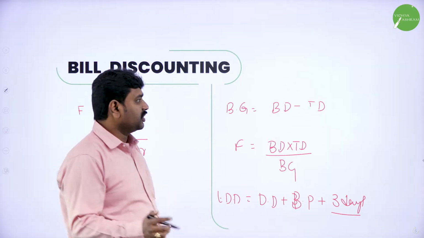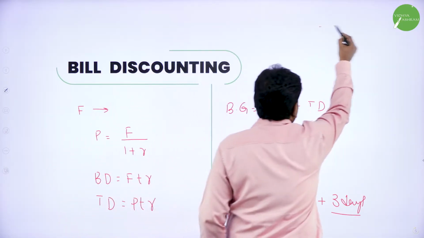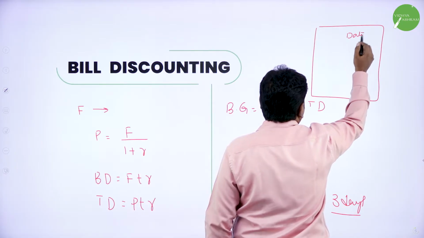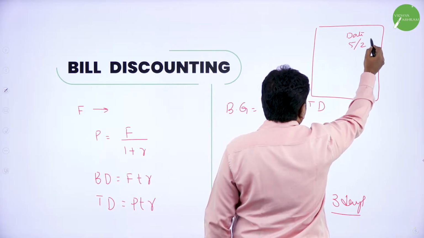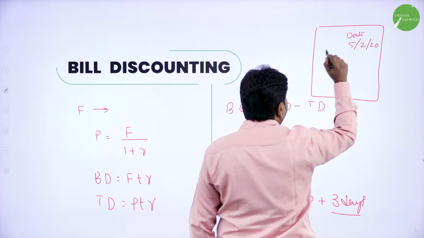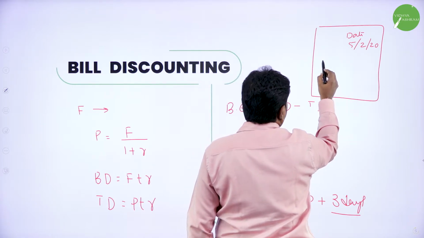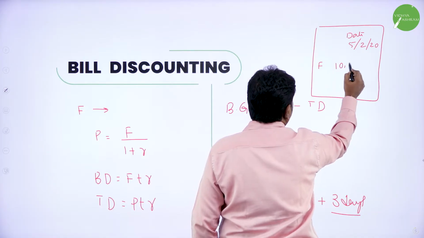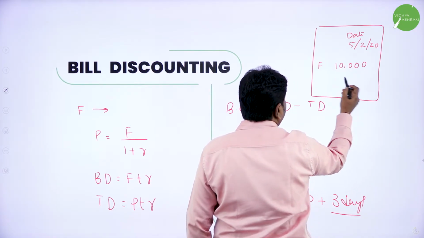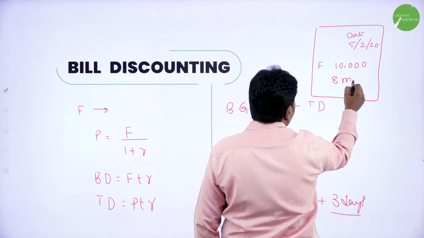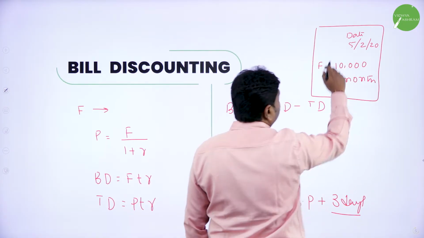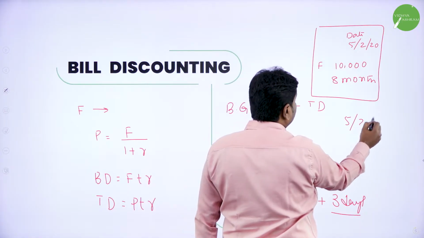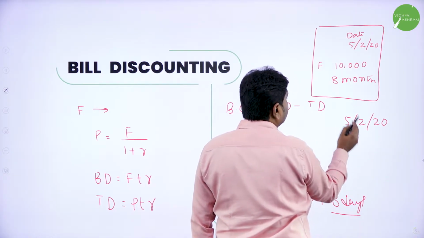And the story is simple. Suppose I take a bill, it is drawn on a particular date, that date they'll mention, say 5/2/2020, this is the date of the bill. And the amount of the bill we call face value, say 10,000 rupees, and the bill period is 8 months, they'll tell. After 8 months, when will it become legally due? To 5/2/2020 you should add 8 months.